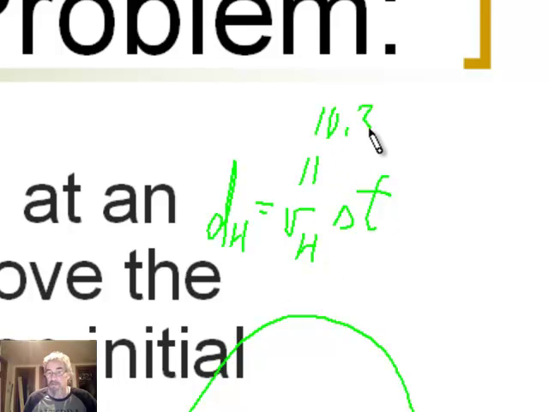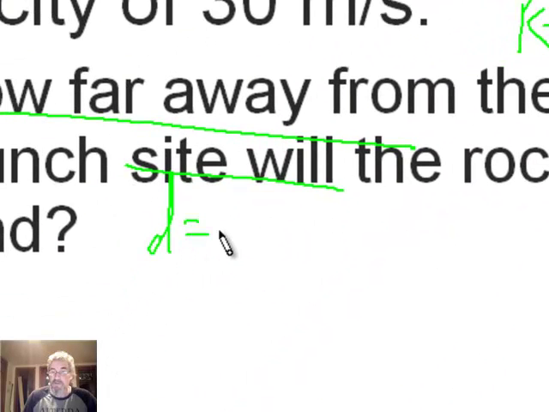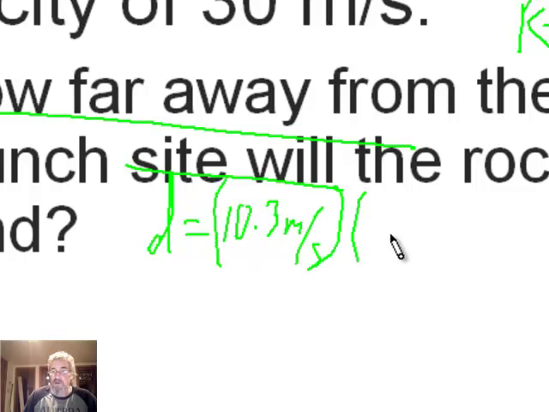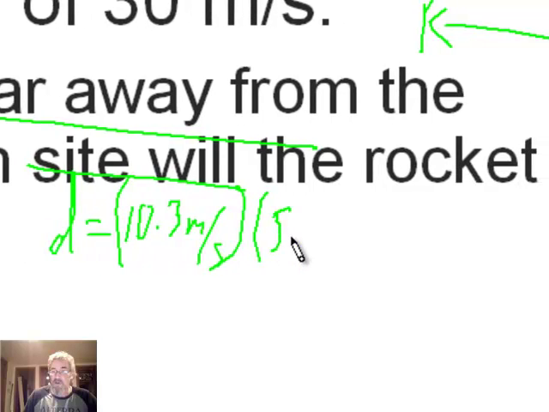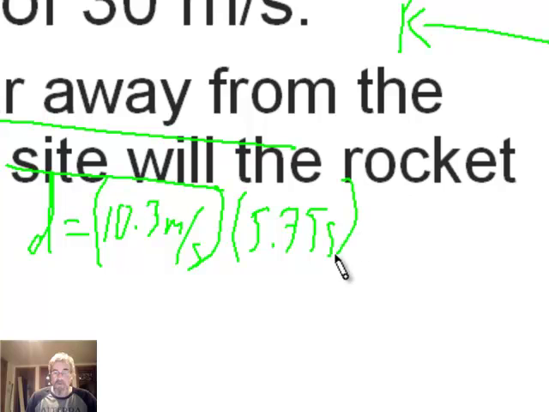So the distance covered here is going to be 10.3 meters per second, that velocity, times the total time that it was in the air. Well, it was in the air for 5.75 seconds. We calculated that just a bit ago. So when you multiply these two together, the seconds are going to drop out, and you get a distance in meters, and that distance is 59.2 meters.